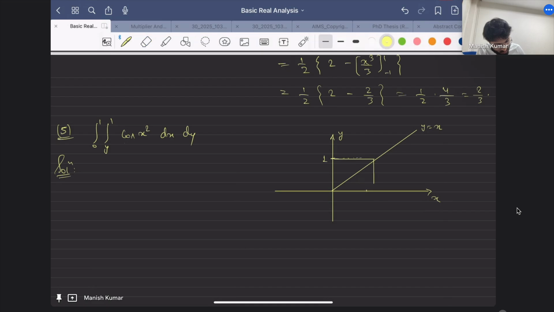Okay, so it says that your x is varying from y to 1, so it's going upward, right? Okay, now this is how your x is going, and your y is varying from 0 to 1, so that means this region from here to here. Or did I make some mistake? Oh, I think I said it wrong. Your x is varying from y to 1, sorry.